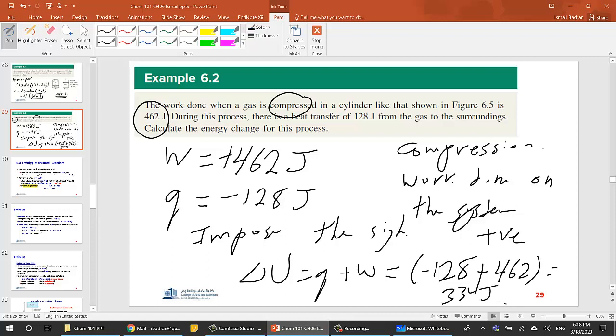Someone will just go ahead and add these numbers, 462 plus 128, and you will get something like 590, but that's a wrong answer. Because in this question there's compression, that means the work is positive, but there is an exothermic process, that means the heat is negative. And when you add this to that, you will find the answer to be 334 joules.